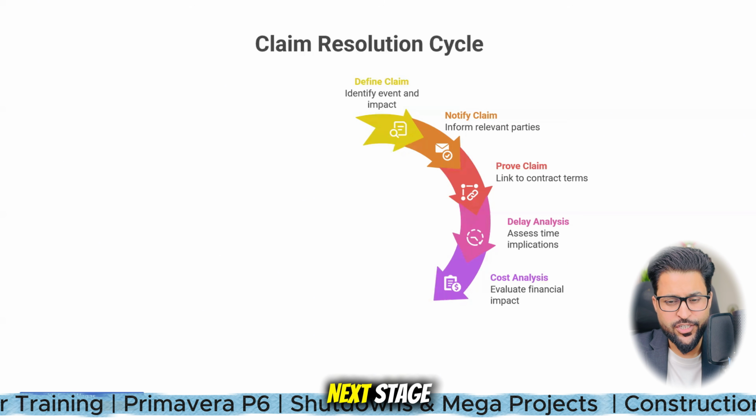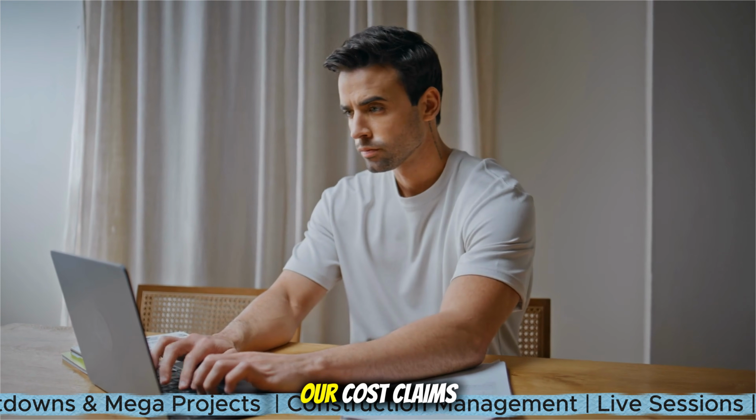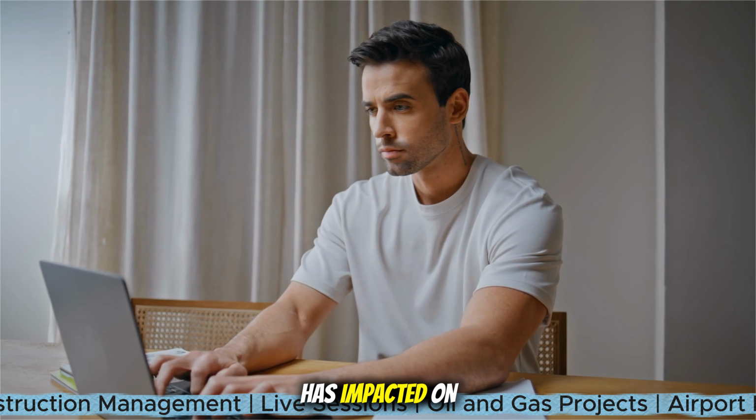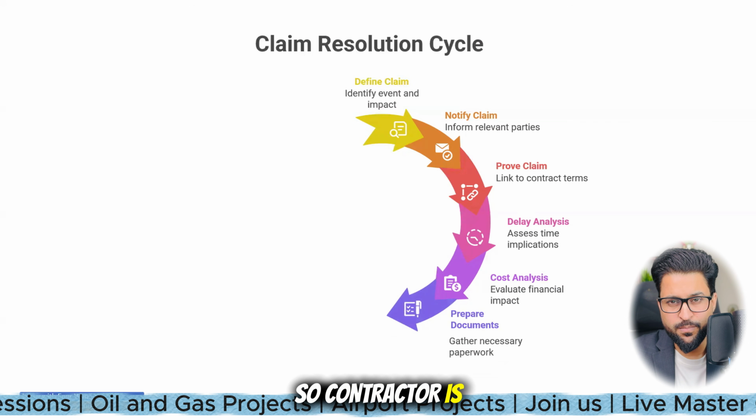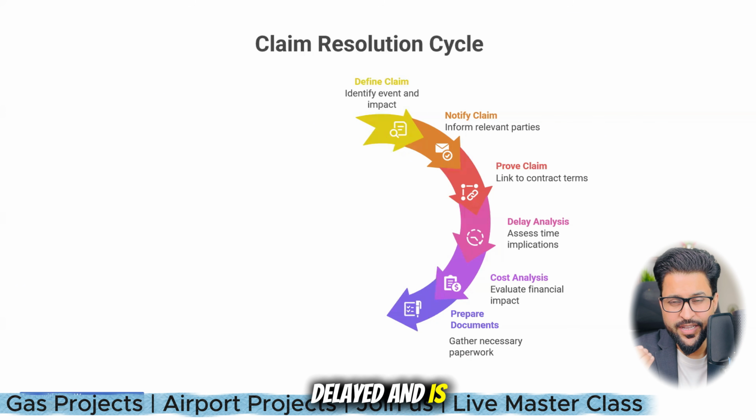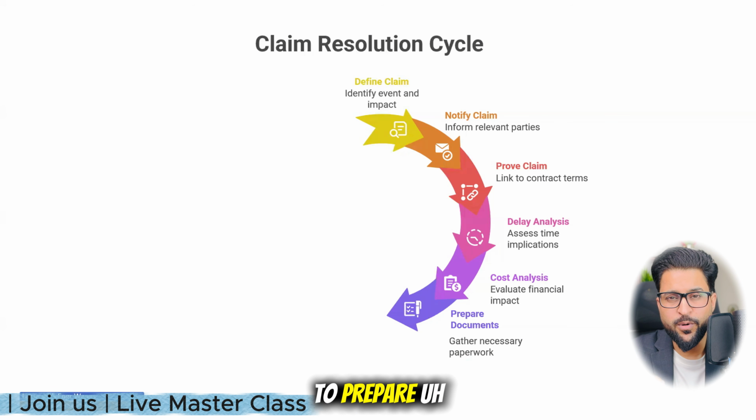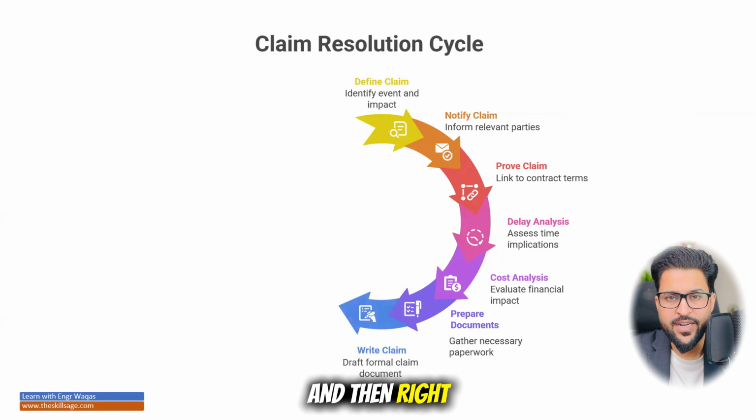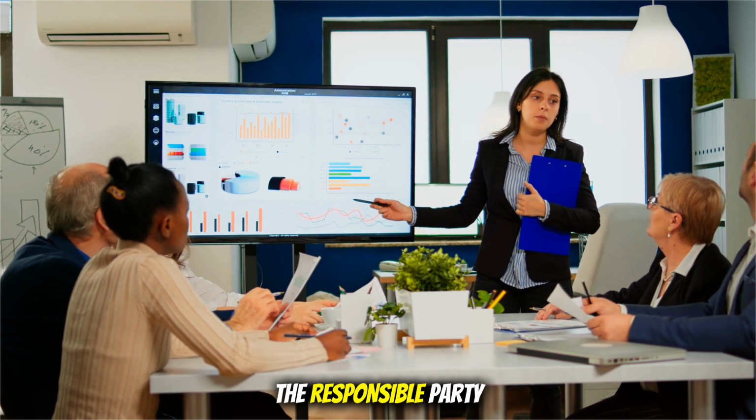So moving on to the next stage, we have prepare documentation, right? When we are going to prove our cost claims, we are saying that certain delays have impacted our project in monetary terms. The contractor is bearing that delay and is going to bear it from the perspective of cost as well. We are going to lose our cost, so we have to prepare the relevant documentation as well. And then write the claim. Obviously we have to make all the narrative reports: what happened, when it happened, why it happened, and who is the responsible party.